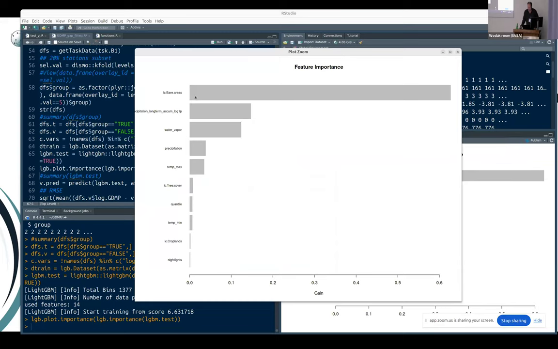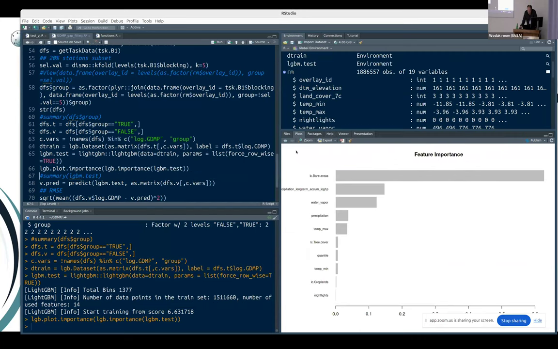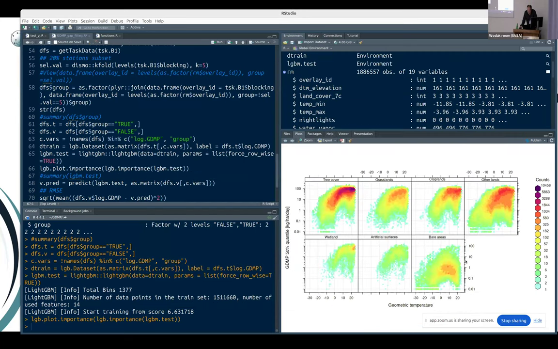So it turns out that knowing where the bare areas are is the most important to predict the GDMP, right? So let's take a look at that. And it's also visible here. You see these bare areas have a very different distribution than the other land cover classes. For these bare areas, the GDMP is much smaller. So it really goes down. So this comes out as very important.